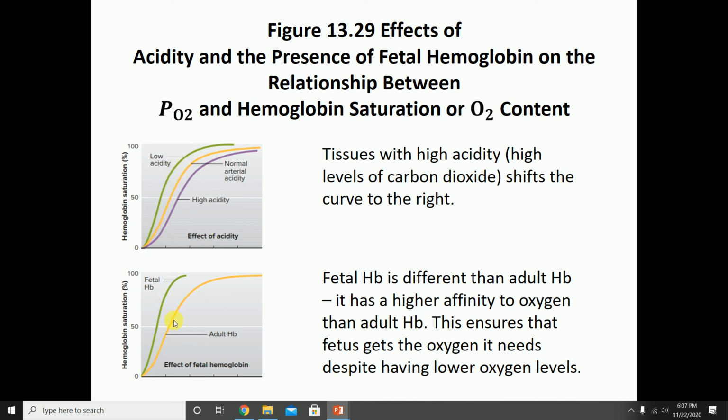Now, a comparison between the dissociation curves of adult hemoglobin and fetal hemoglobin. Fetal hemoglobin is a little bit different in its structure than adult hemoglobin. You'll find here that the fetal hemoglobin has a higher affinity to oxygen than adult hemoglobin does, and that is in order to ensure that the fetus gets the oxygen that it needs.